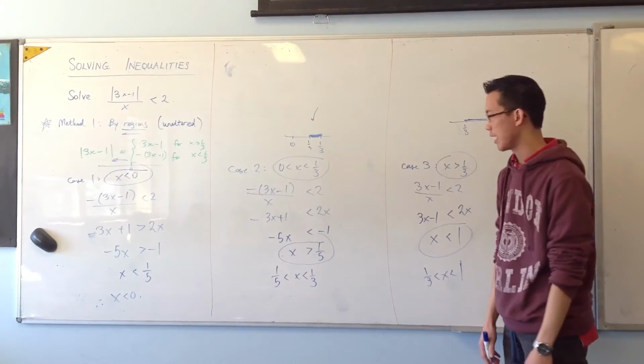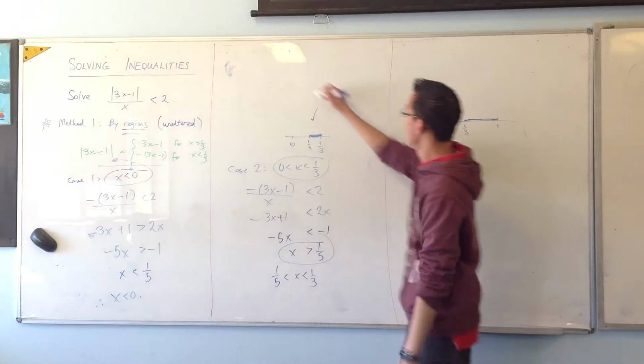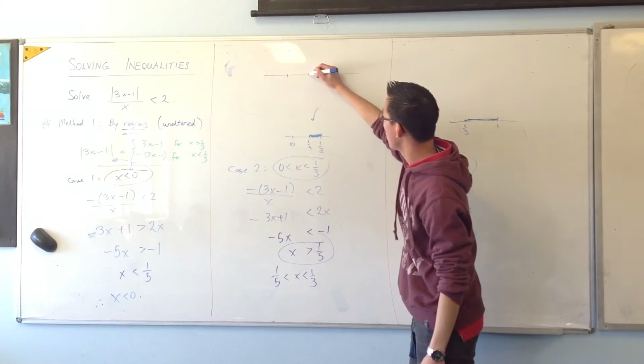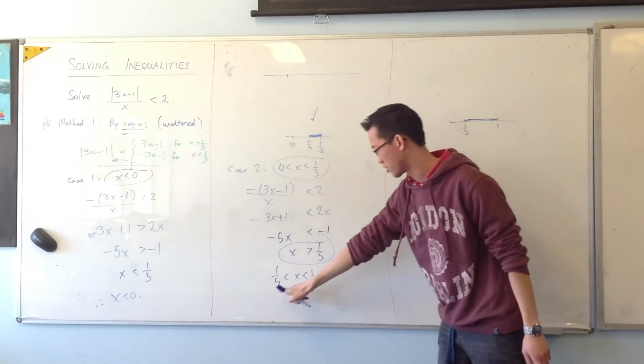What does this look like if I put them all together, right? What I've got is 0, and where are my other important junctions? A fifth and a third.